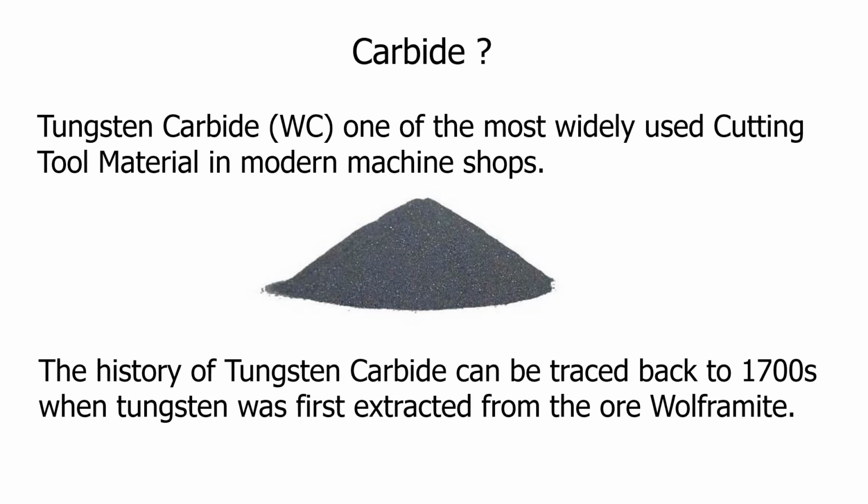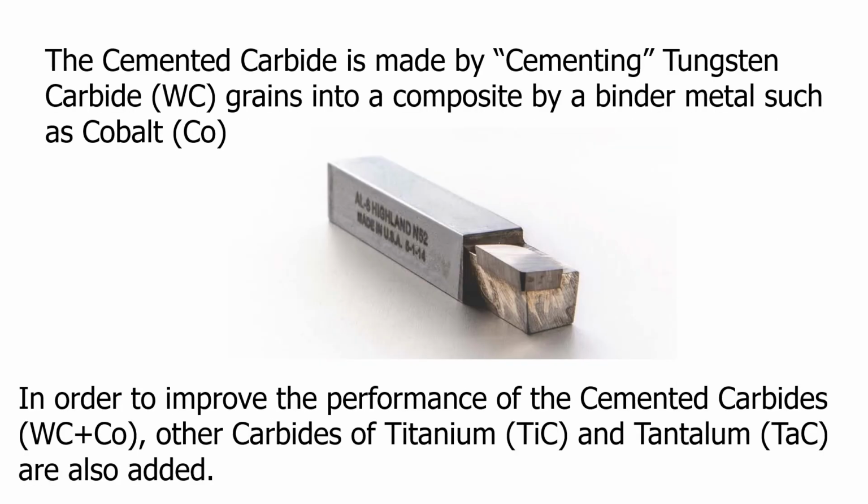Carbide inserts are manufactured using a sintering process where the material starts off as a powder and is compressed under high pressure and temperature to form the insert shape. One of the main alloys in the sintering powder is tungsten. It can be traced back to the 1700s, where it was first extracted from the ore wolframite. Other alloys are introduced into the sintering powder to improve things like toughness and hardness.